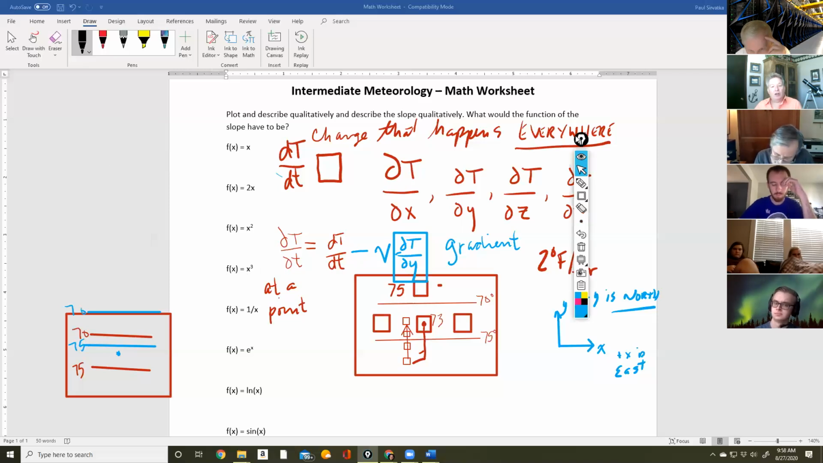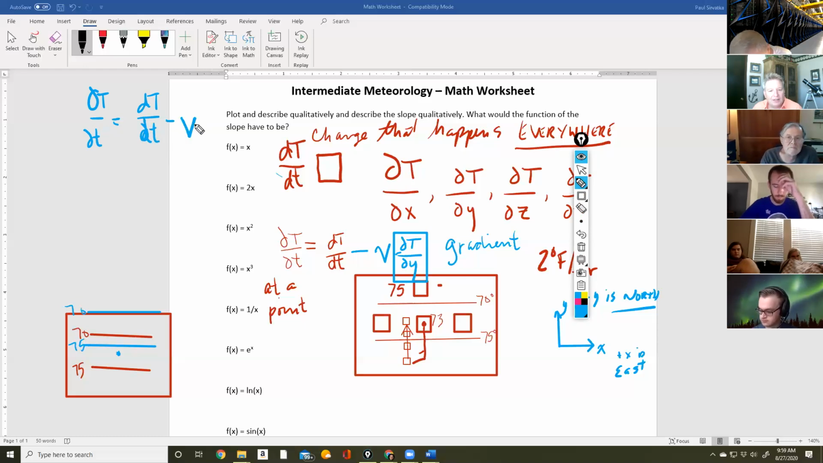Well, yes. No, I'm just talking about a generalized formula. So let me go over here. The partial of T with respect to t is equal to minus the velocity times the temperature gradient. That is the formula.